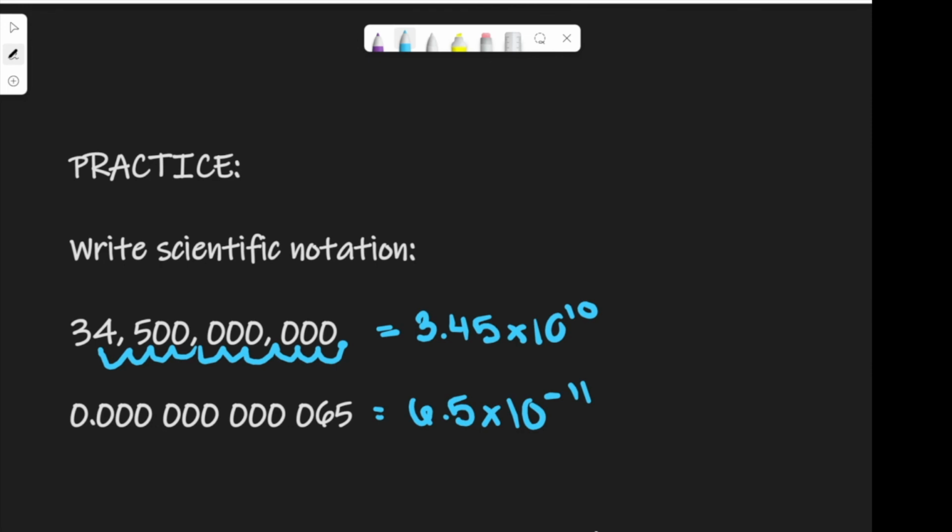Over here, we can see that my exponent is negative, and that's because my number is less than 1. And I can get the negative 11 by counting over. 1, 2, 3, 4, 5, 6, 7, 8, 9, 10, 11. So we can see that my answer is 6.5 times 10 to the negative 11th.